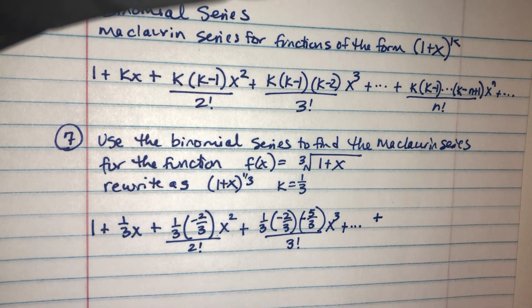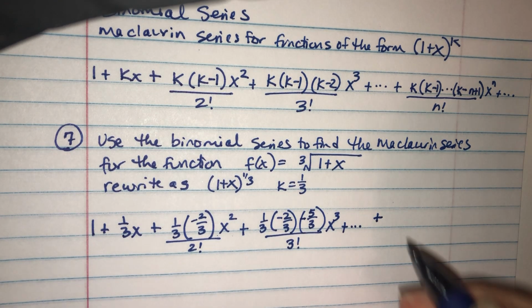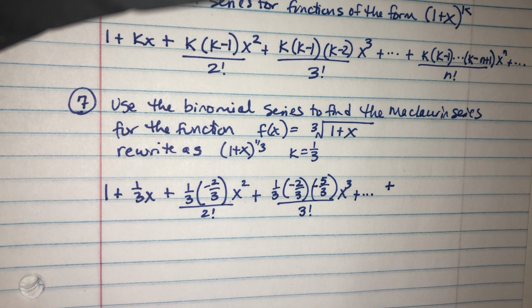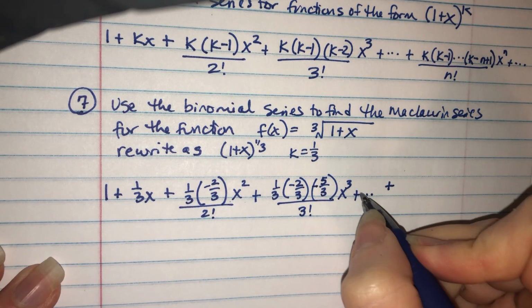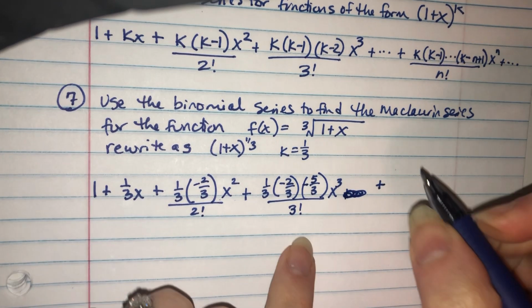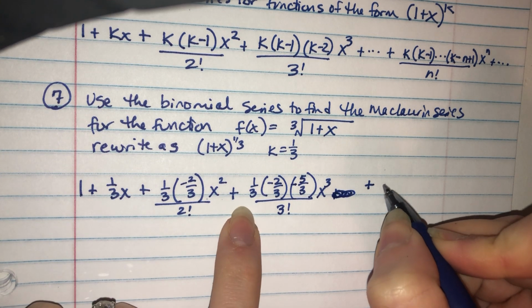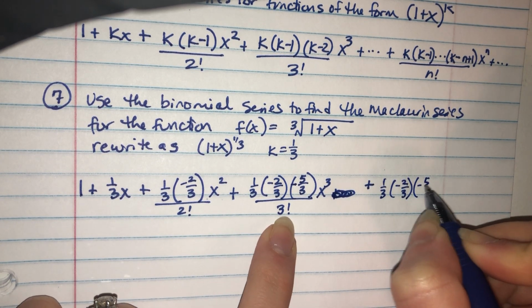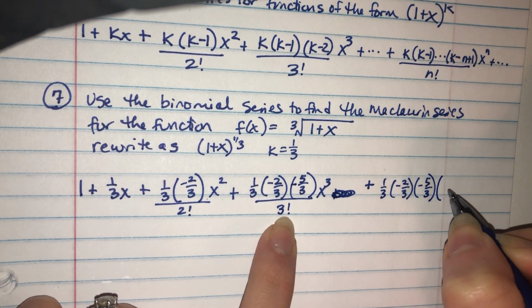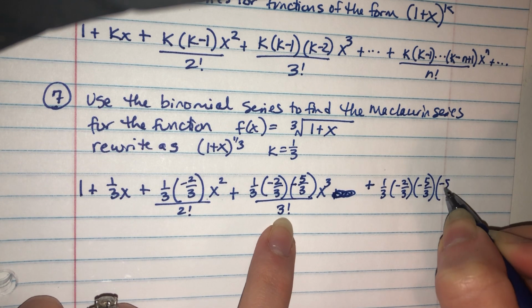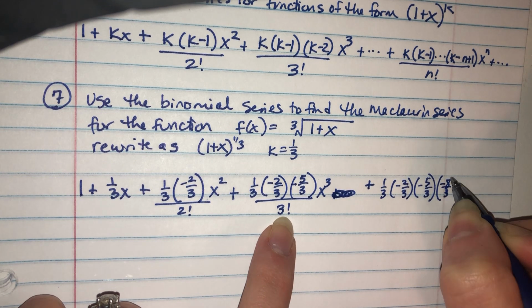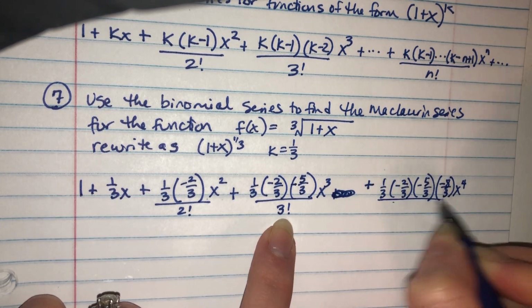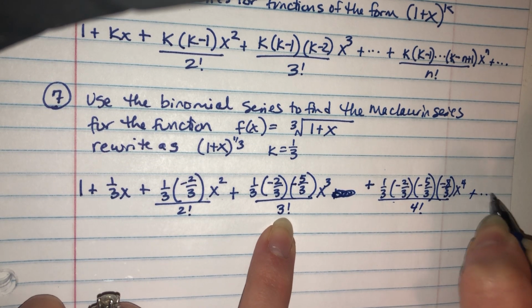Do I need to do another one? Or should I just, well, actually I'm going to go one more. I apologize. Let's do the next one just so we can get a good pattern going. 1/3 times negative 2/3 times negative 5/3. Subtract another 1 from that. Negative 3/3 would make negative 8/3, thirds x to the fourth over 4 factorial plus dot dot dot.